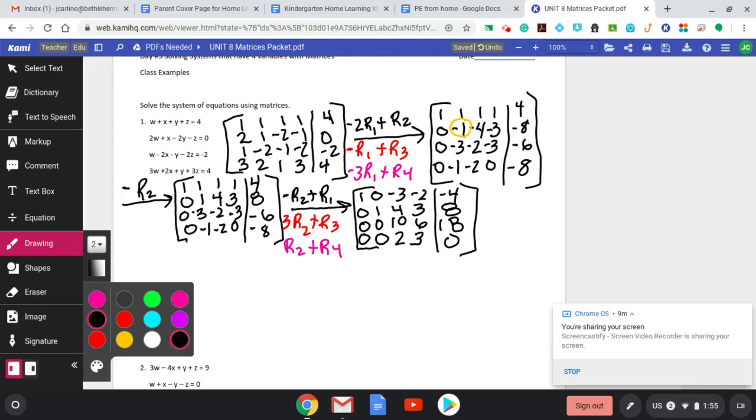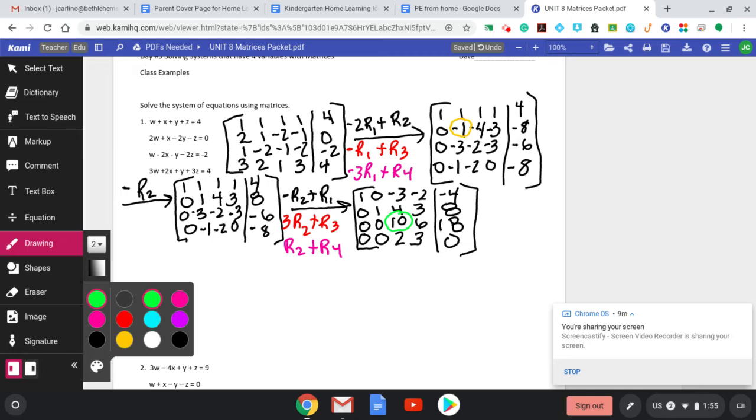Now I need to make this 10 a 1. Here's where it's going to be a little tricky, because I would want to multiply by 1/10. But if I do that to the 6 and the 18 that are next to it, we're going to deal with fractions. So if you remember the last time we did this, we tried to switch a row to see if it would make it easier.